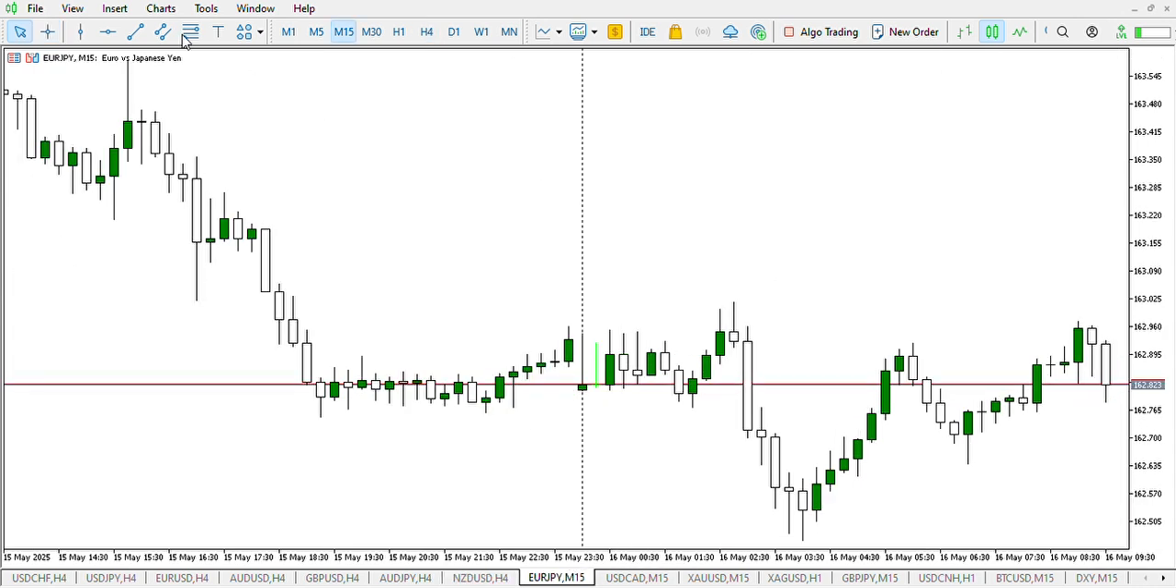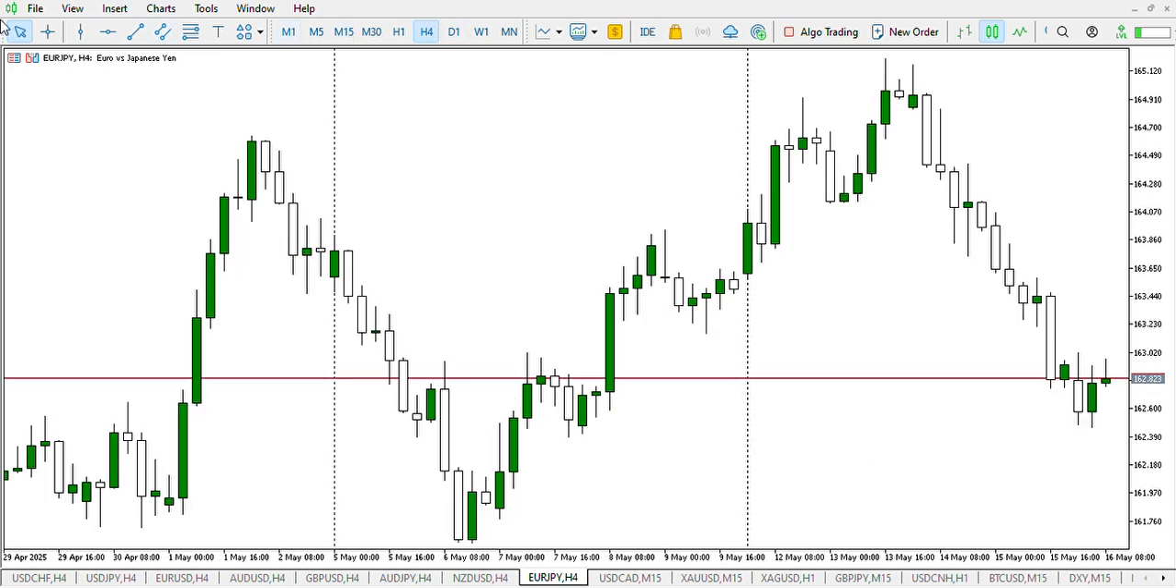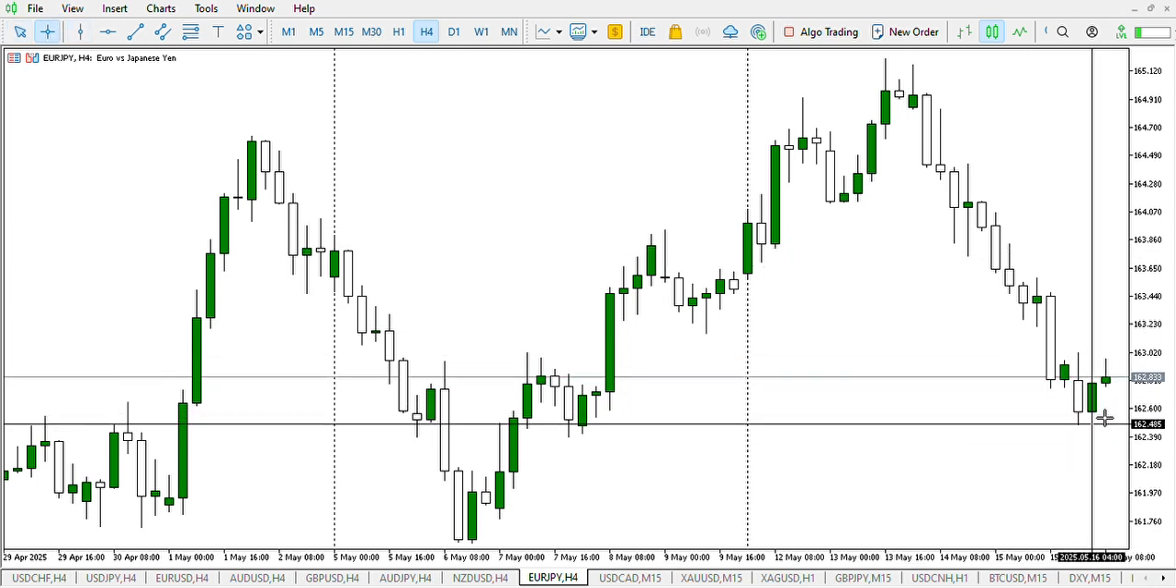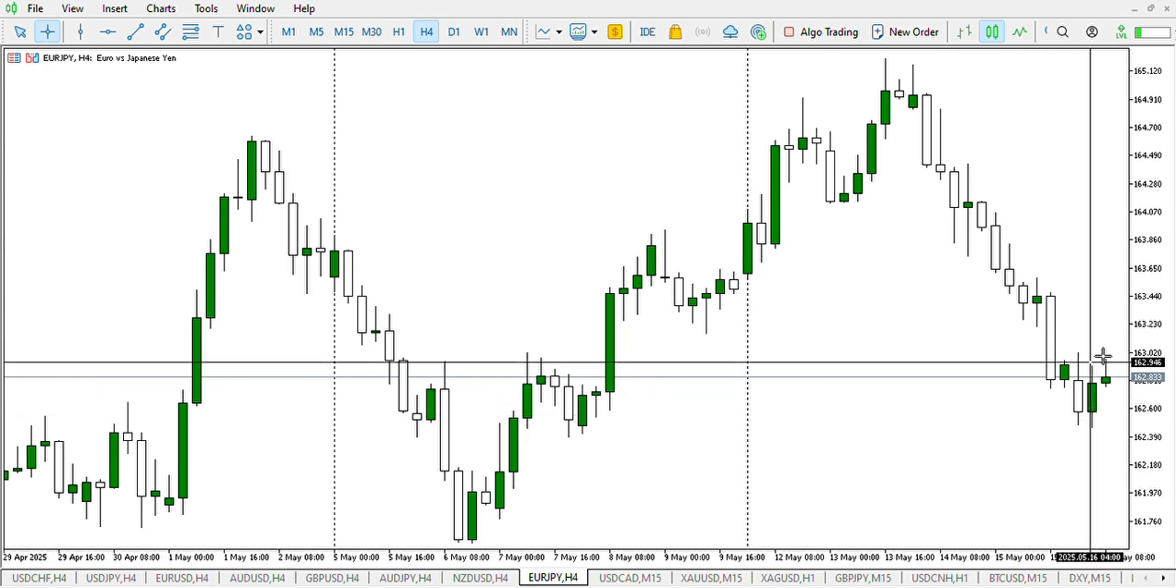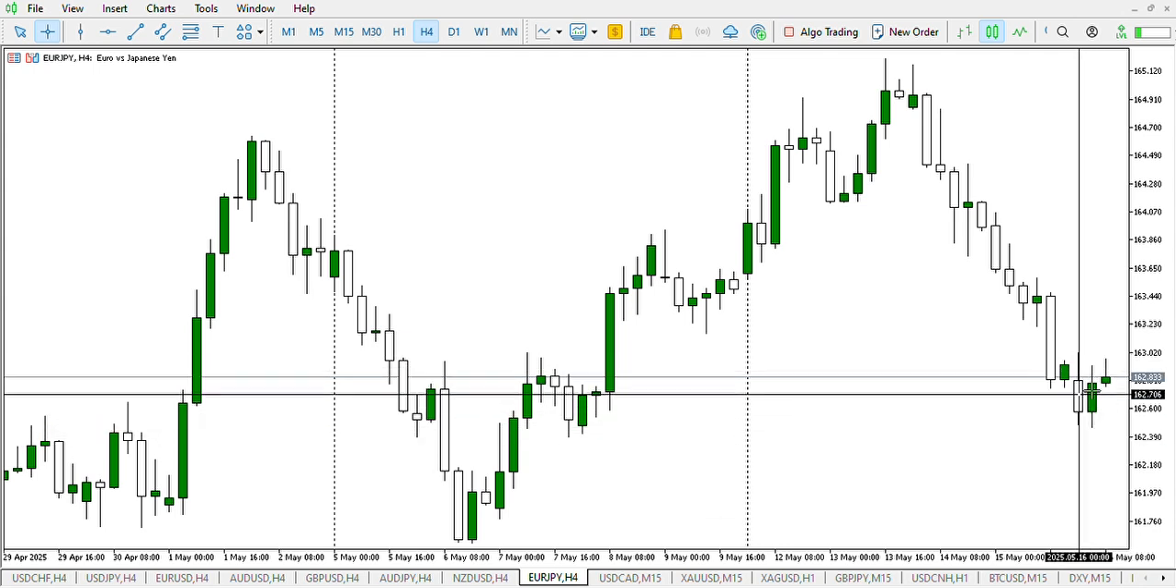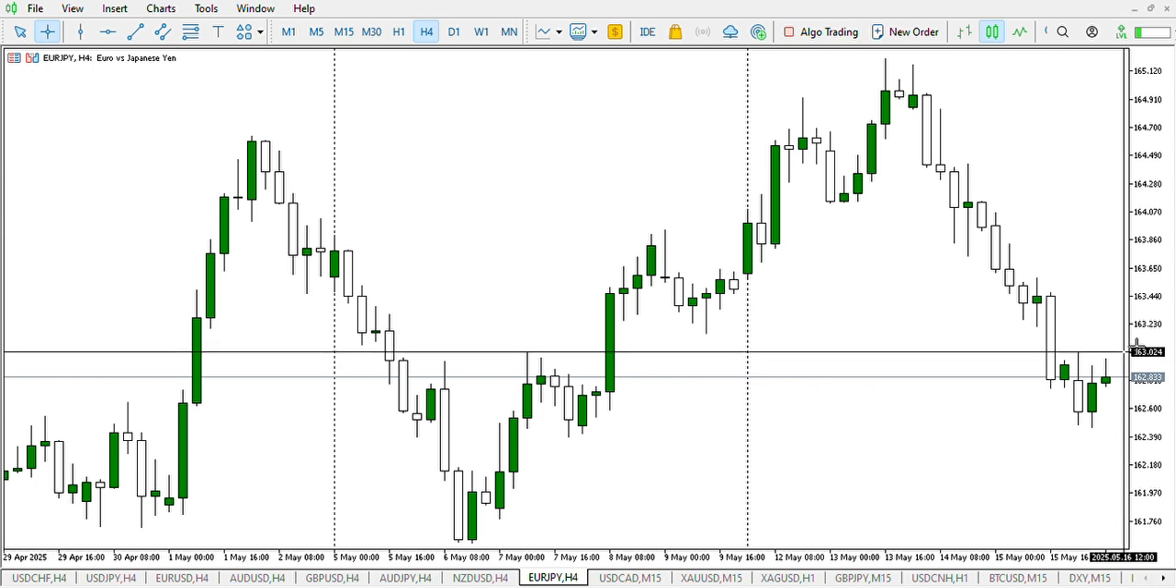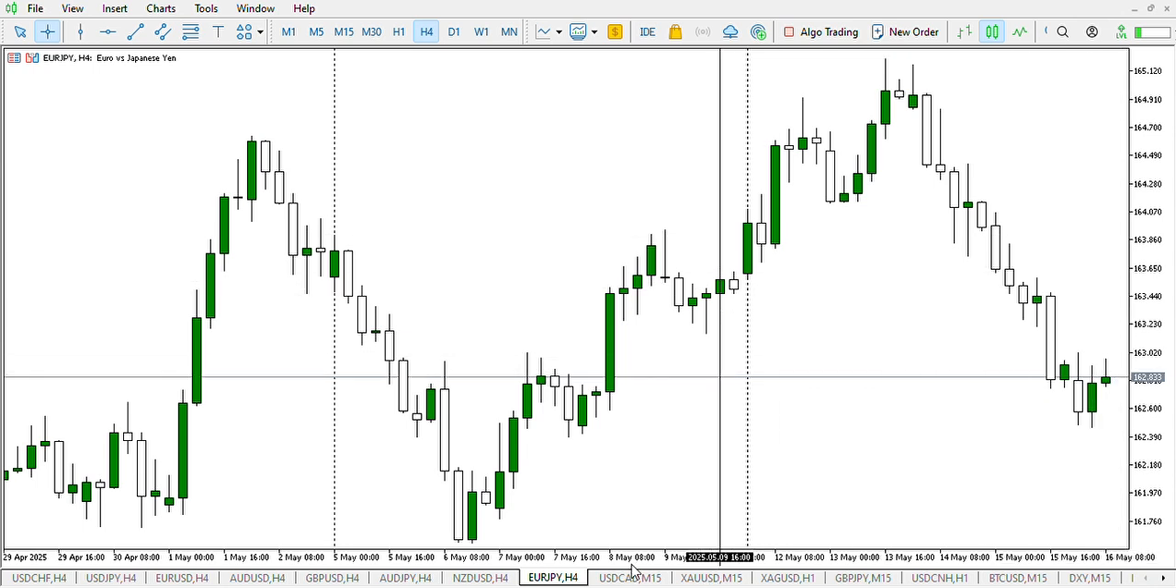On EUR JPY, we can see in insight that we can already see an AMD playing out. Here we have the sell side liquidity. We can see the buyers inducing sellers to take position, and this candle was trying to close as a bullish candle, which has already closed. So we need another bullish candle that breaks the high of the day, then we can conclude that the euro will strengthen against the Japanese yen.